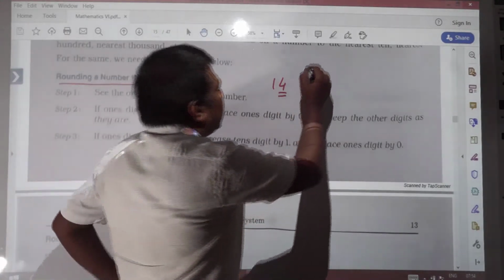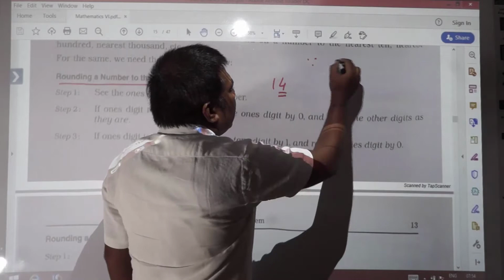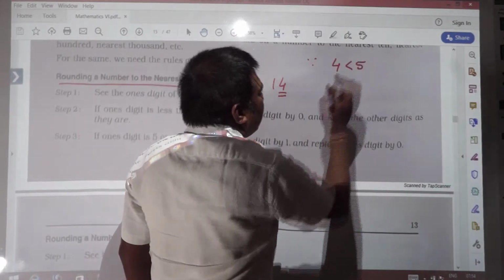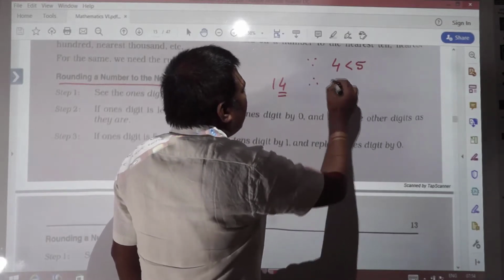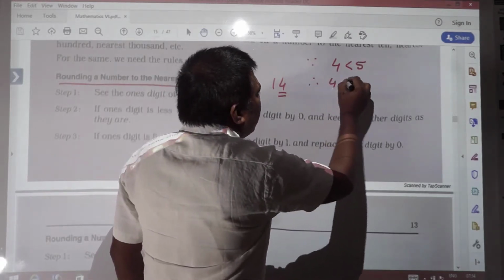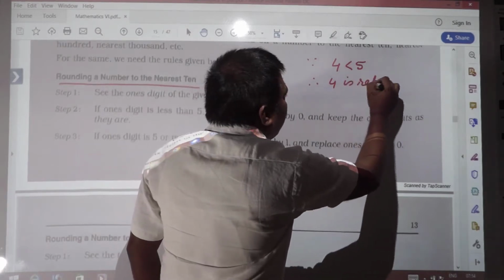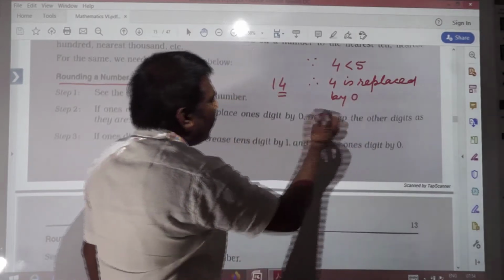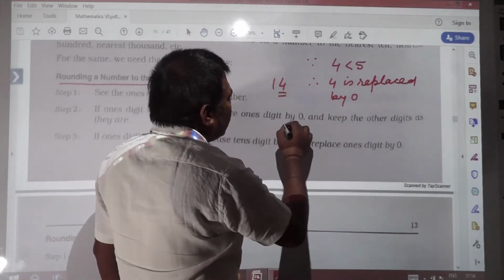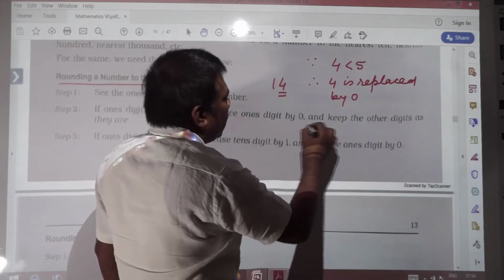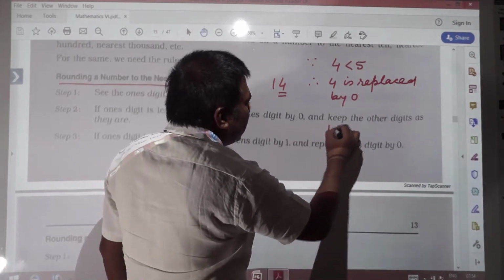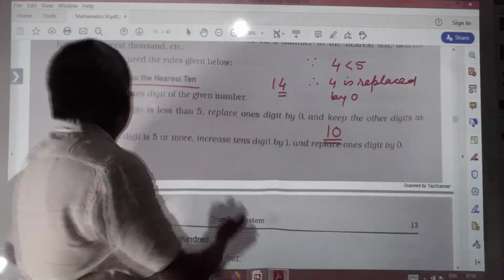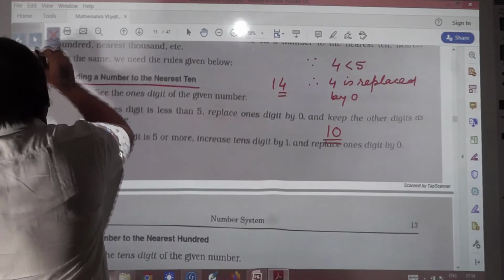So here you will write, since 4 is lesser than 5, therefore 4 is replaced by 0, and finally you will get the number. So when you round off, the number will be 10. In the same way, you can take some other example.